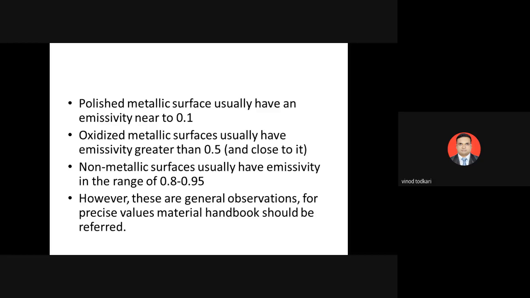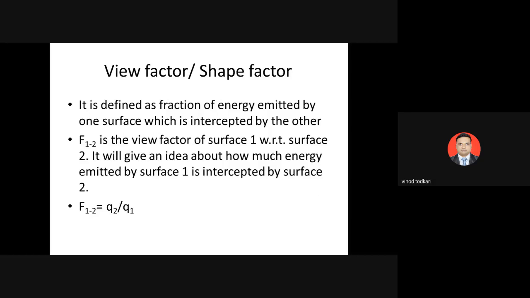For polished metallic surfaces, the value of emissivity is near to 0.1. For oxidized metallic surfaces, the value of emissivity is near to 0.5. And for non-metallic surfaces, it is in the range of 0.8 to 0.95. What is emissivity? Emissivity is a concept using which we can relate any real body with black body.